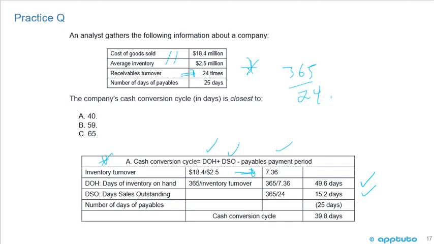We're adding that. And finally, they gave us the days payable. Thank you very much. Minus 25, we get 39.8 days. And the cash conversion cycle is closest to A, which is 40. And again, you see it says closest to. That's the important thing. Sometimes you do your math, you check your calculator, you don't see the number, you think you've made a mistake in your calculation. No, they like to use closest to. So you have to be very careful with that sometimes.